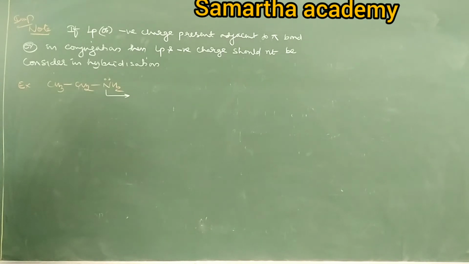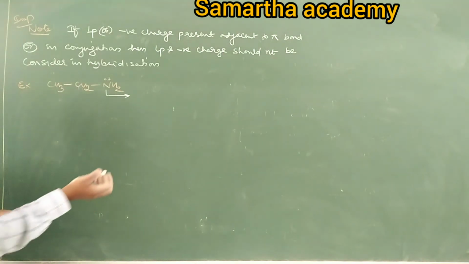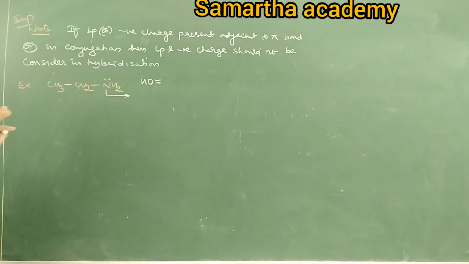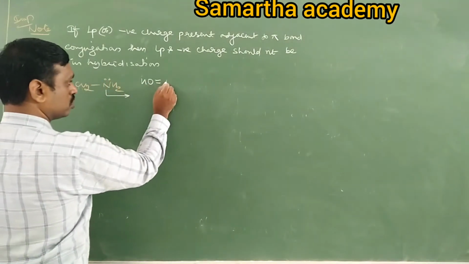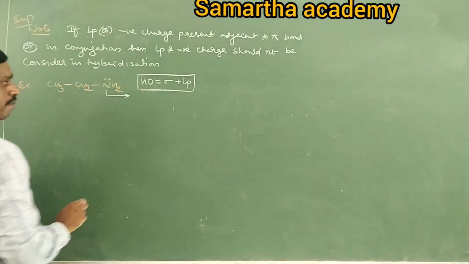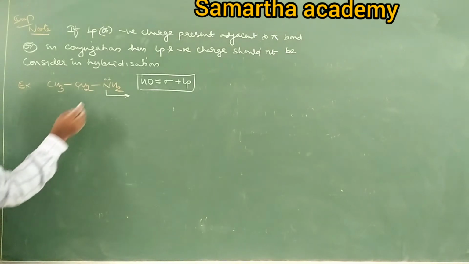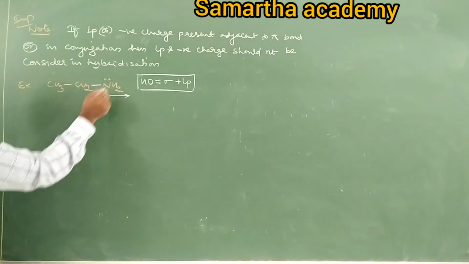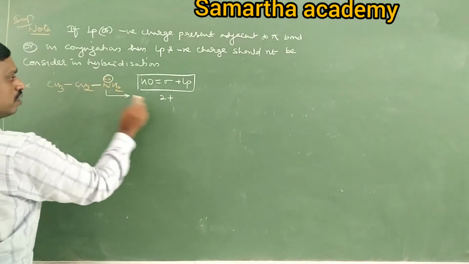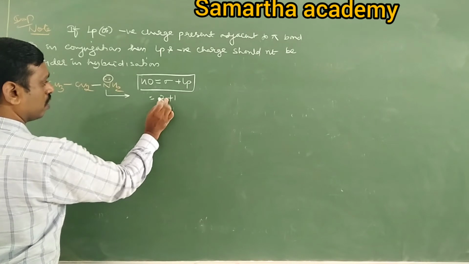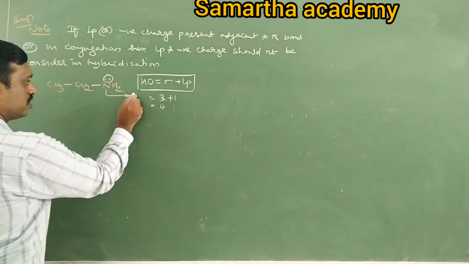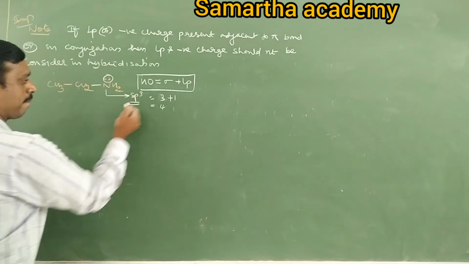How do you calculate hybridization? What is the formula to calculate hybrid orbitals? Hybrid orbital equals sigma bonds plus lone pair. There are how many sigma bonds? 2 hydrogens make 2 sigma bonds, plus 1 to carbon, 3 sigma bonds, and 1 lone pair, equal to 4. It means it is sp3.